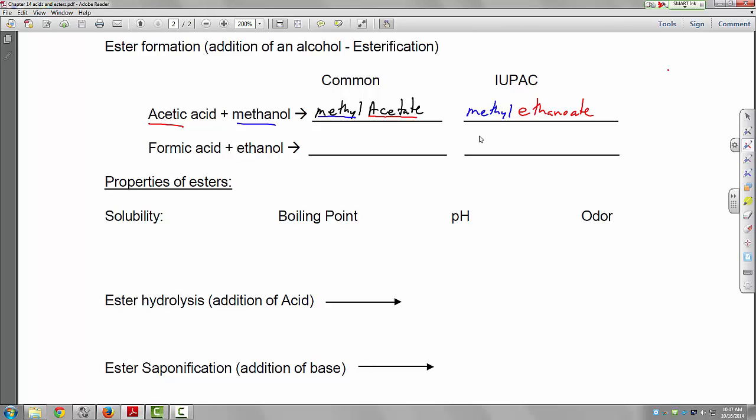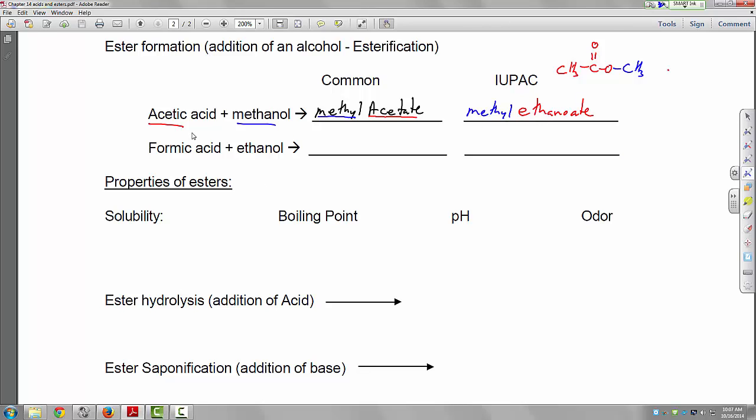Well, let's start with the acid, acetic acid, or ethanoic acid. There's the ethanoate or acetate ion, and to that we will essentially replace the hydrogen with the methyl group. So in blue here, the methyl. And what's the name of this ion? Well, that comes from the 2-carbon acid, so methyl ethanoate.